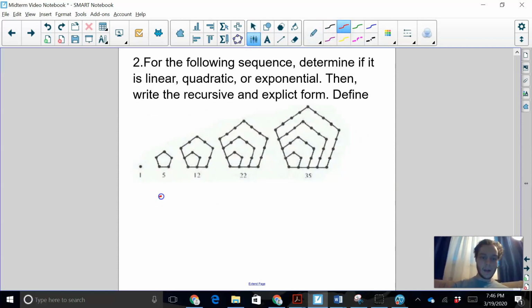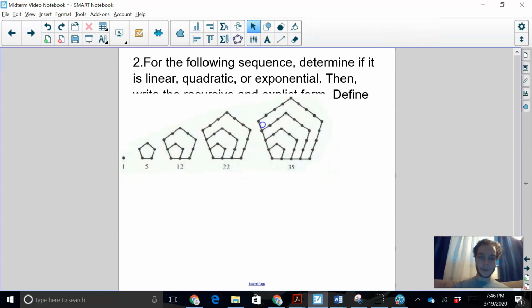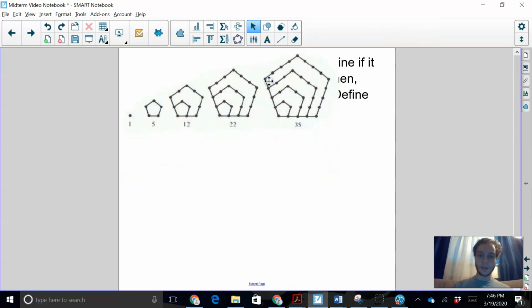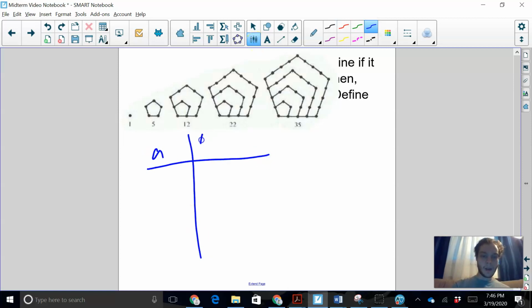So if I'm going to create a table here, we have n and a sub n. That should be kind of your first go-to, so create the table. I'm just going to get over the directions, because you know what the directions are. So, our first term we have 1. Our second term we have 5. Our third term we have 12. Our fourth is 22, and our fifth is 35.